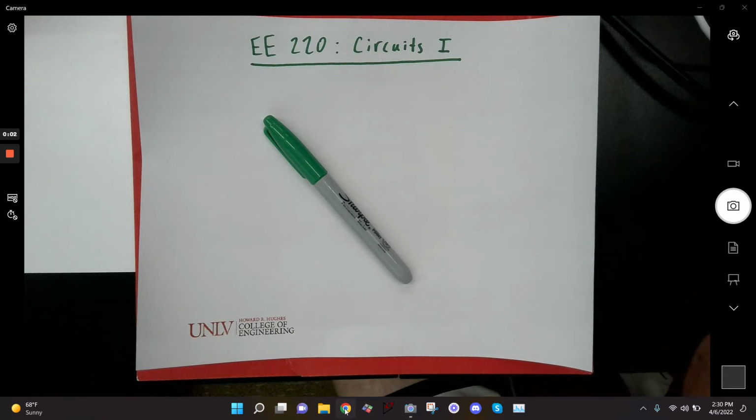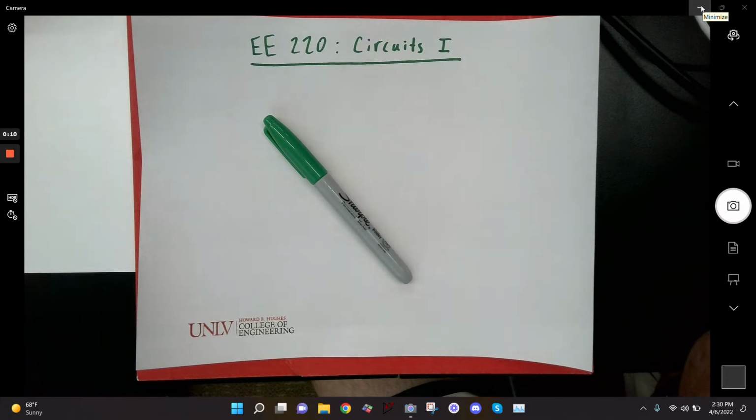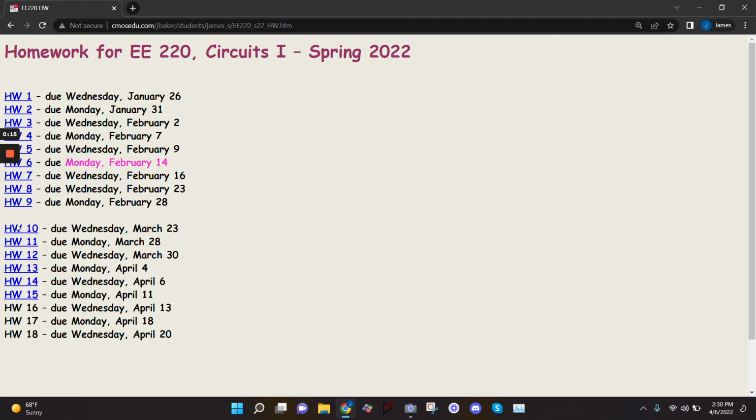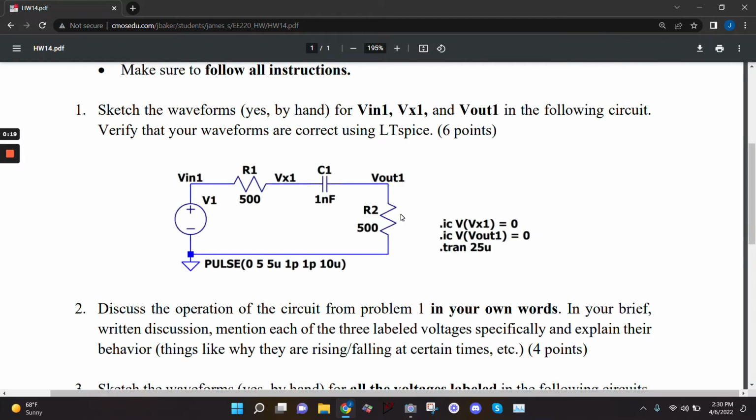Okay, first, does anyone have any questions about the homework that was due today? Yes. 1 and 3. Okay, so question 1 first. What's your question? Just the general concepts of the draining and charging capacitor with the graphs.